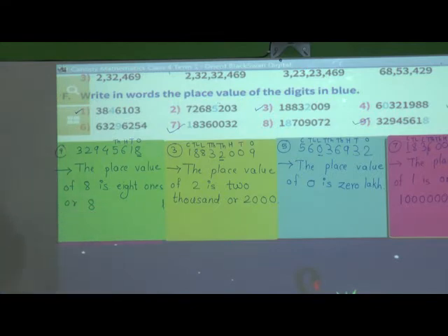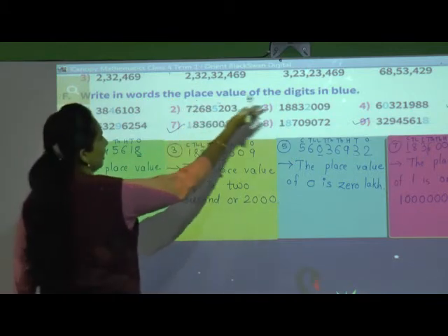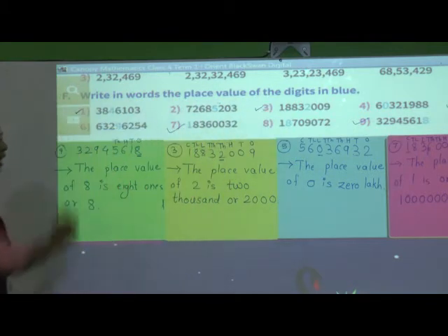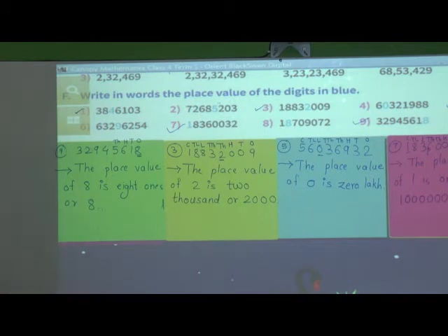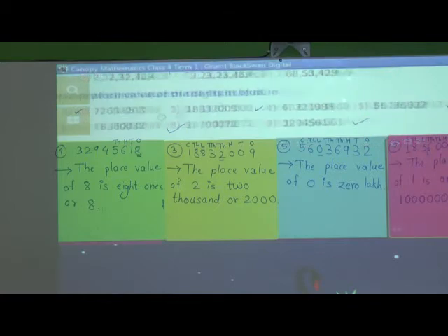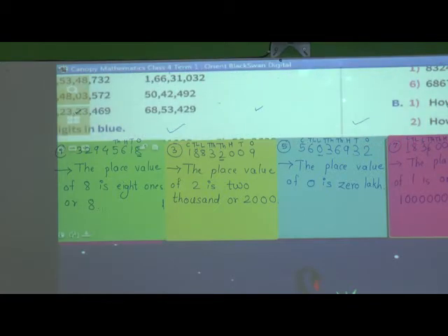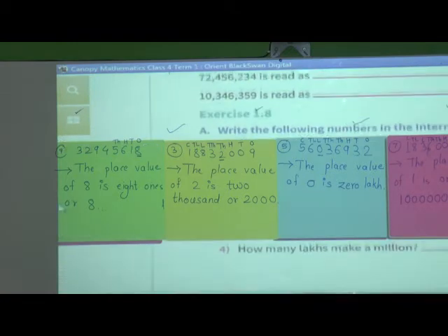Understood? Very easy. Now remaining second, fourth, sixth and 8th question are very easy. You are going to solve by your own. Understood till here? Shall we move to the next? Yes. Now you are having Canopy. Just have a look in Canopy. Open the page number 13.